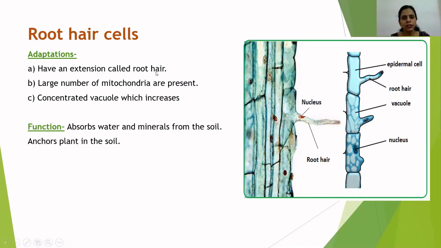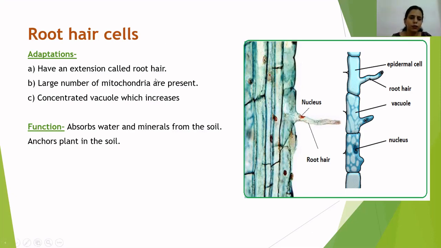Now you are already aware that the function of the root is to absorb water and minerals from the soil. So the presence of this root hair in the root cells increases the surface area for the absorption of water and minerals.